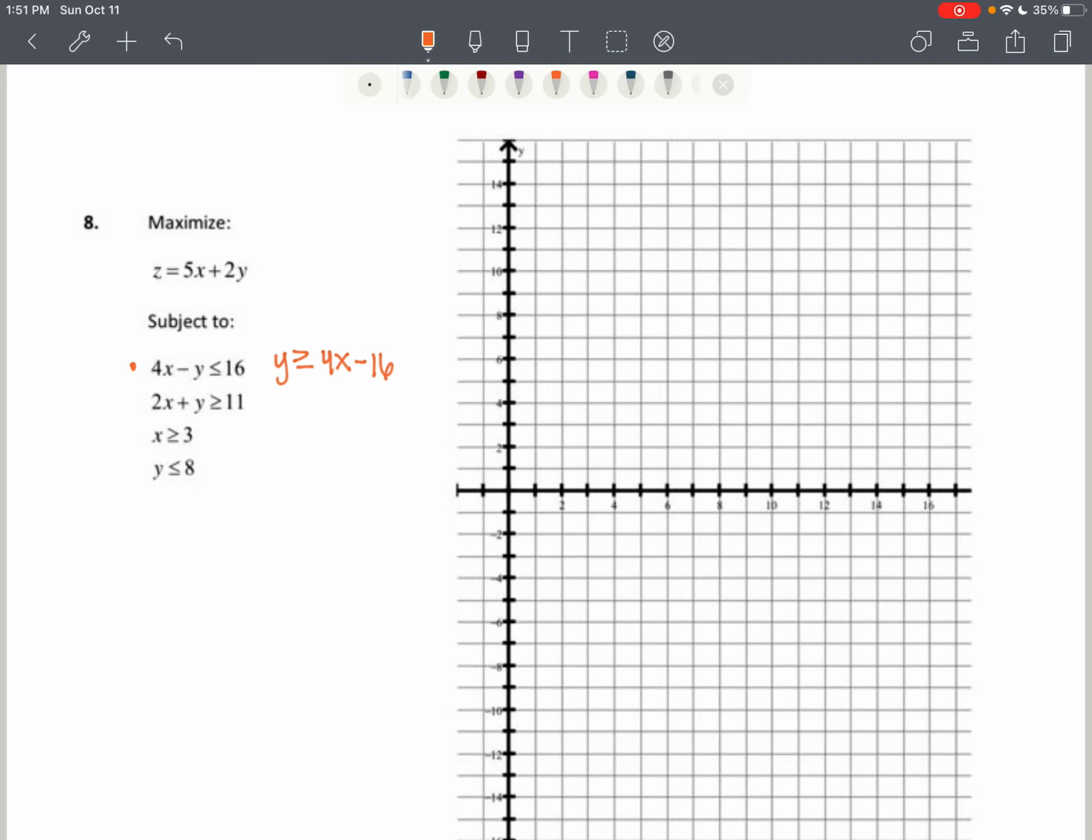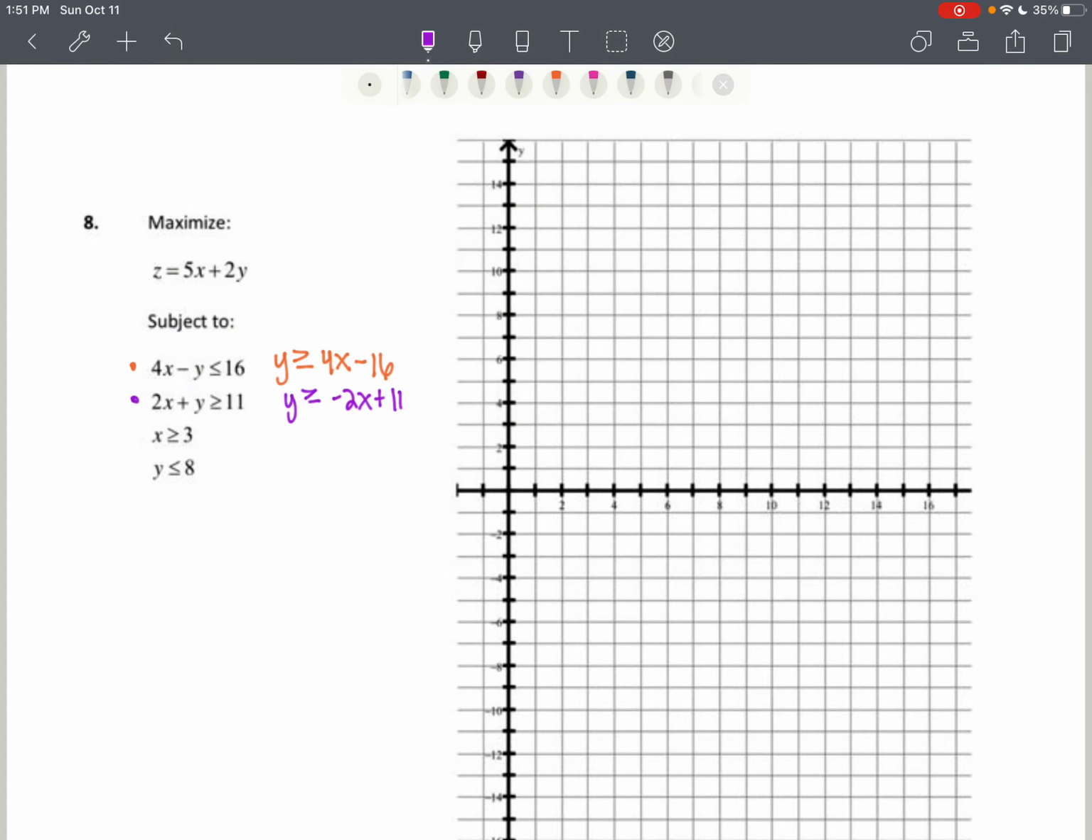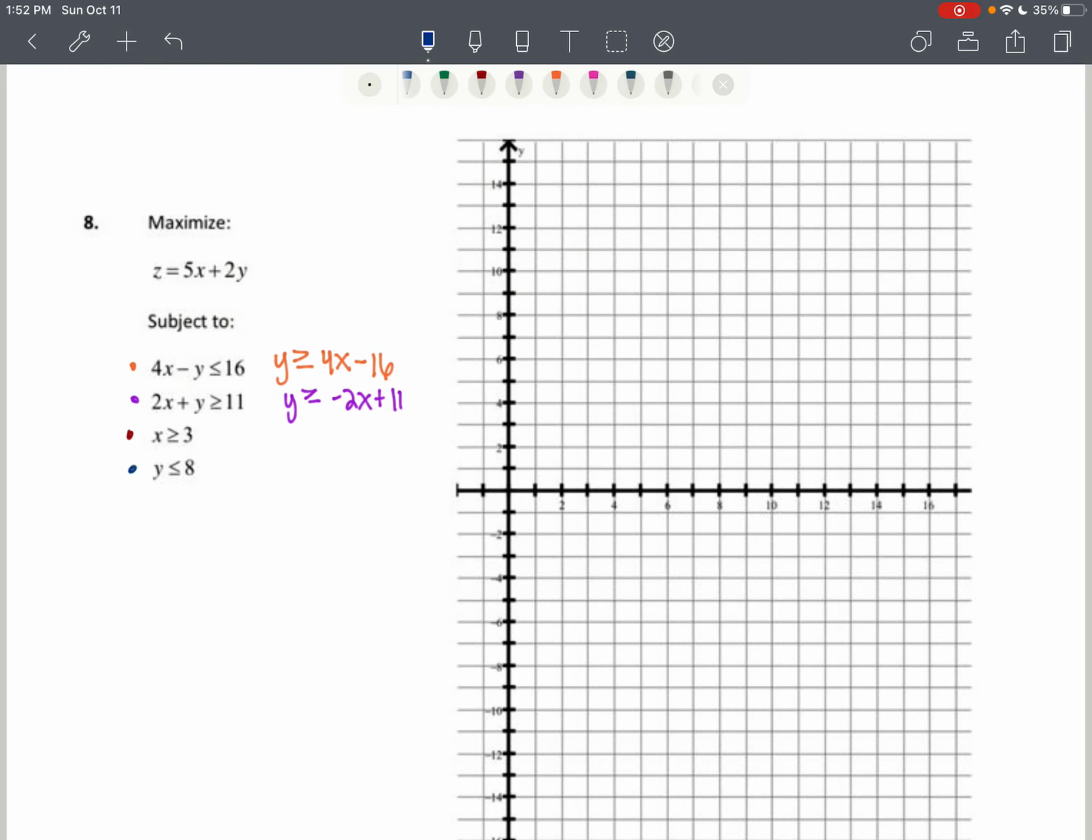And then this next one, let's make that one purple. So the next one's going to be y is greater than or equal to negative 2x plus 11. And then we'll make the next one red. Red's a good color. X is greater than or equal to 3. And then the last one we'll make blue, and that's going to be y is less than or equal to 8. So let's start there. Y is less than or equal to 8.